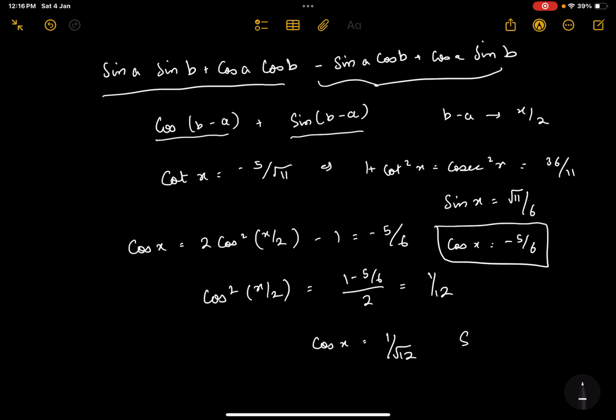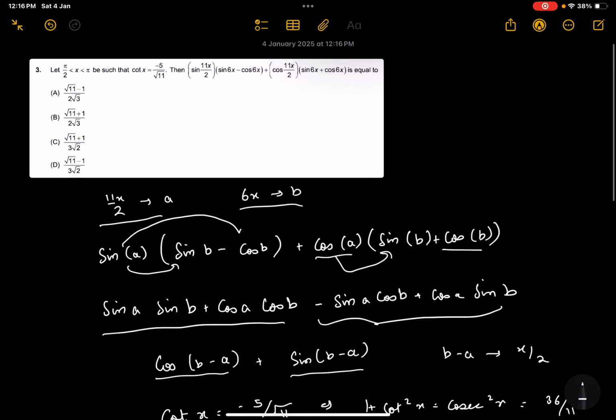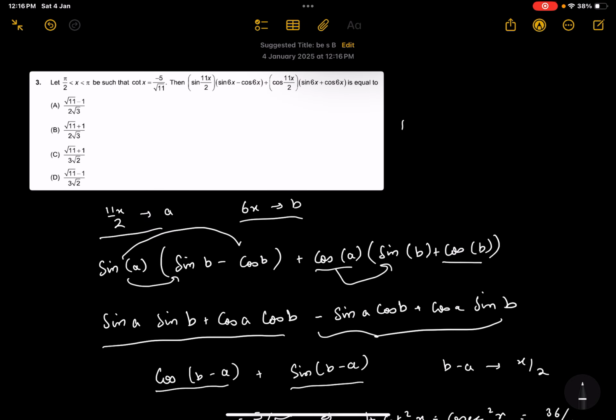Which gives us sin x by 2 equals root 11 by root 12. So sin x by 2 plus cos x by 2 is root 11 plus 1 by root 12. So the answer is B, because root 12 equals root 4 into 3 equals 2 root 3.